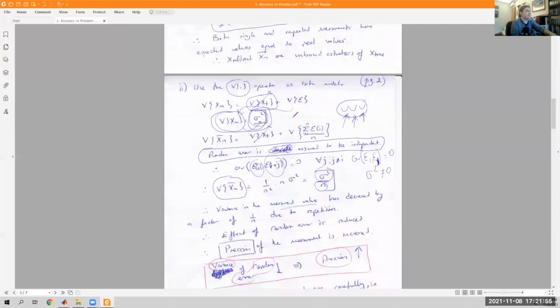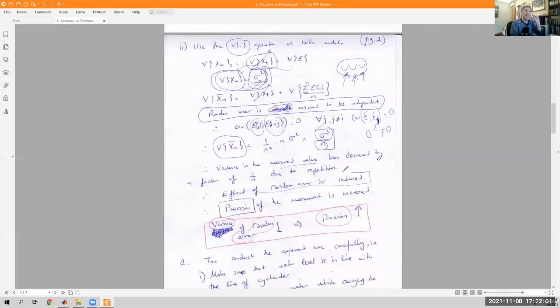So what does that mean? It means the effect of random error is reduced by repeating the experiment. It means the precision of the measurement is increased. Therefore, what we call precision is totally related to the variance of the random error terms. As the variance of random errors decreases, the precision of our measurement increases, or vice versa: as the variance of random error terms increases, precision decreases.